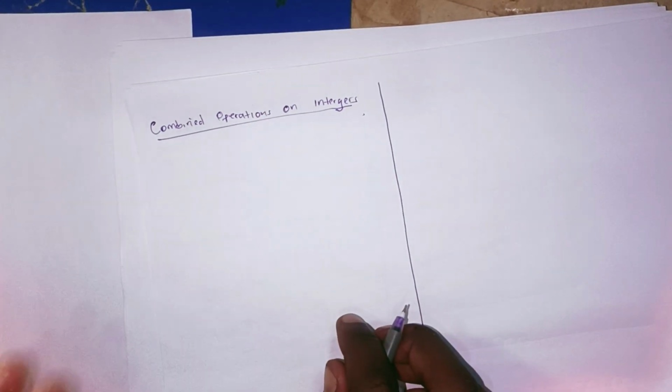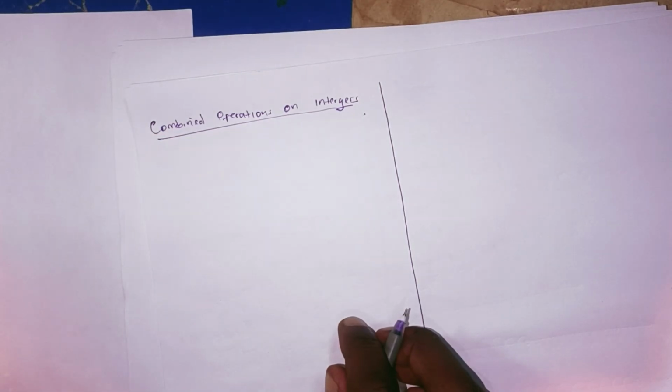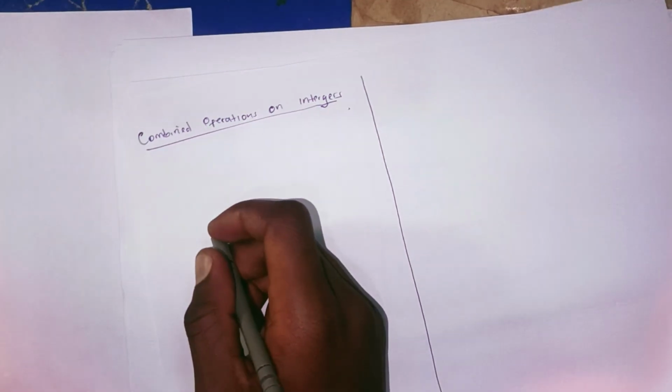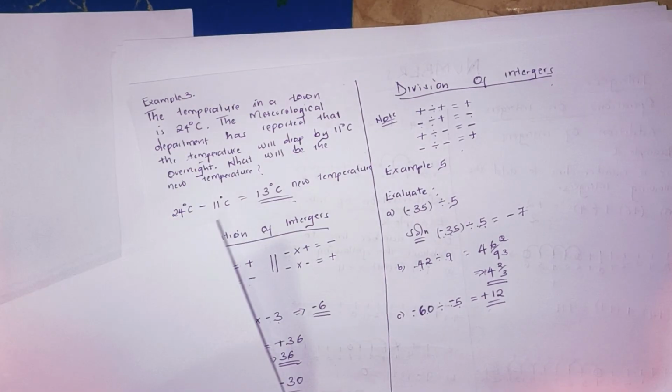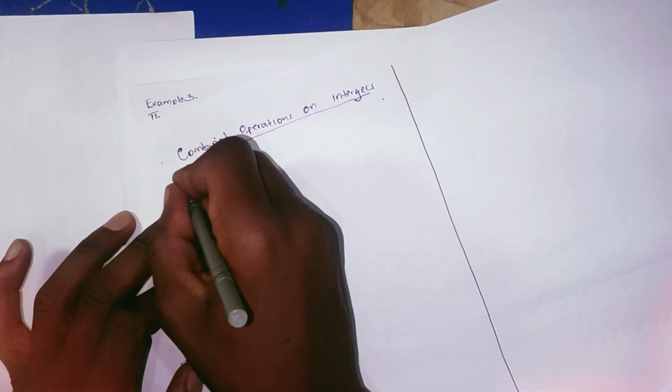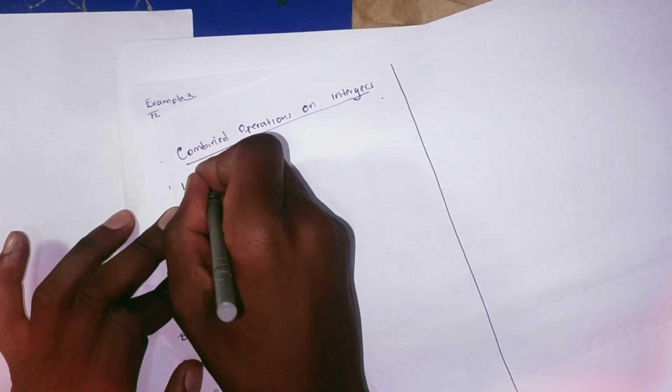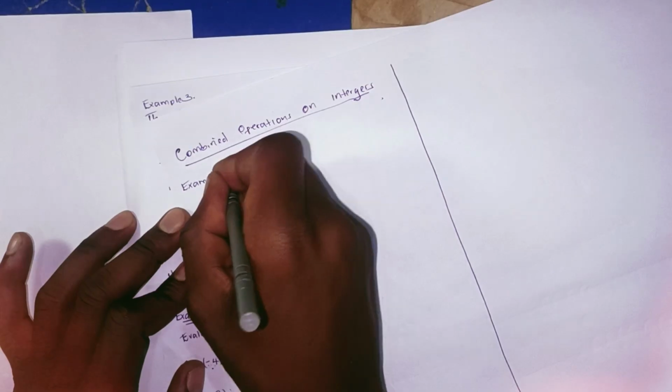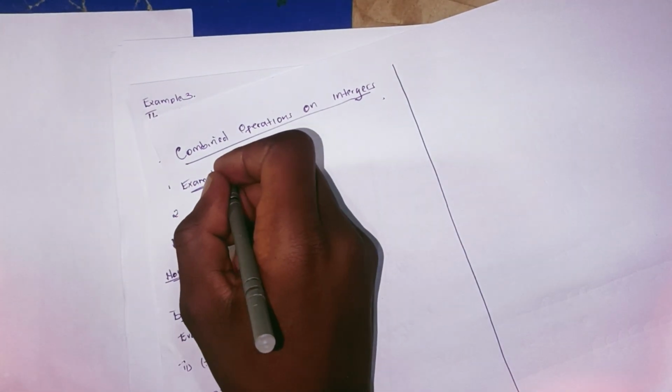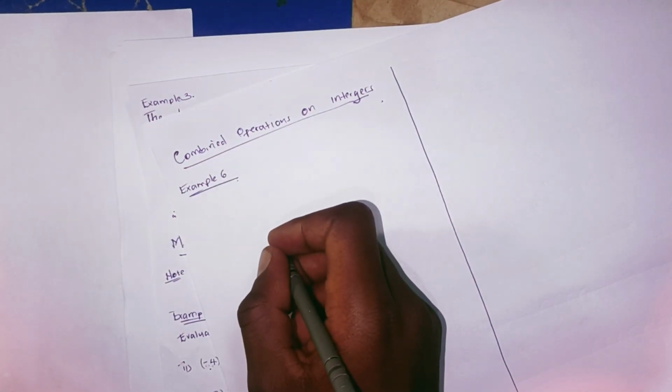Combined operation on integers. Now, in this combined operation of integers, I'll have to pick an example. We were in example 5. Let me pick example 6. Example 6. Solve each of the following expressions.